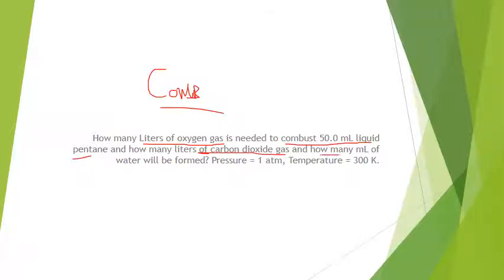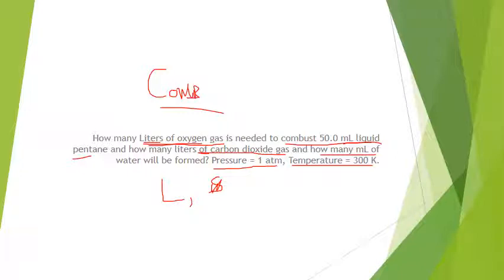And then how many liters of carbon dioxide are formed? And how many mils of liquid water are formed? The pressure is going to be 1 atmosphere, temperature 300. What's special about this one is that we have a liquid and we have a solid. I mean a liquid and not a solid. We have two liquids, the pentane and the water.